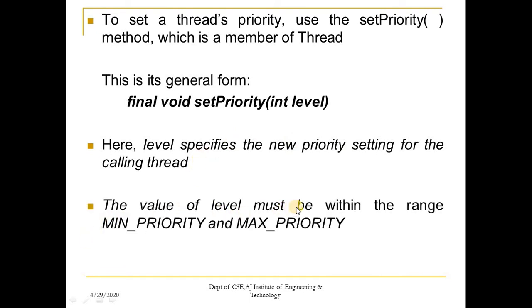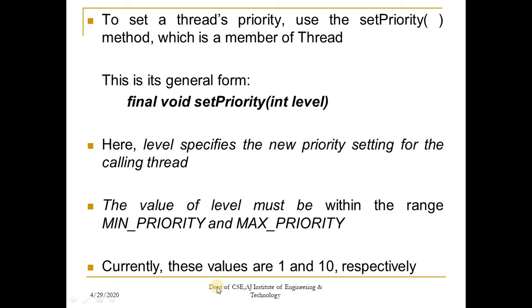The value of level must be within the range MIN_PRIORITY and MAX_PRIORITY. Currently these values are 1 and 10 respectively. So the value that you want to give for this level should always be within this range, that is from 1 to 10, within the range of MIN_PRIORITY and MAX_PRIORITY.